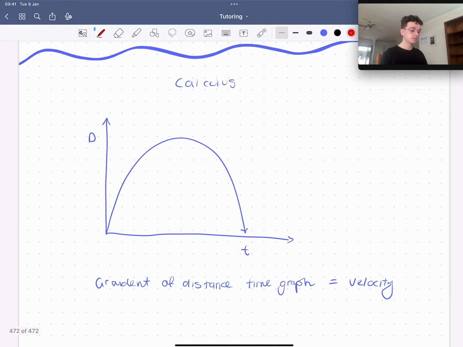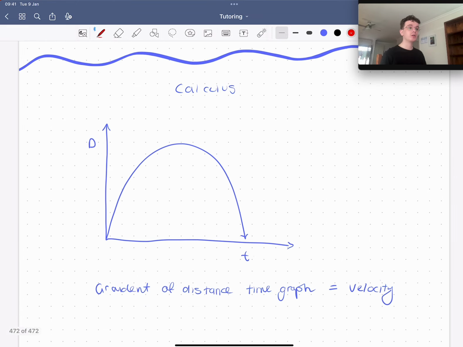Now, there becomes an issue when we want to calculate the gradient of a distance time graph. And actually, you see this all of the time in the real world. So if you ever are driving along any highway and you see an average speed camera, well, we know that we can't calculate average speed unless we have two or more points. There's no way that an average speed camera can instantaneously calculate your speed when you go through it because it only measures your time and where you are in your distance. So this is where calculus comes into play.